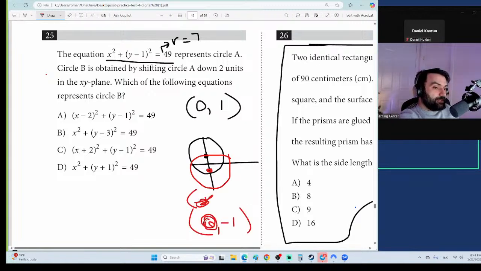0, -1, which in the equation will look like x squared plus (y plus 1) squared equals 49. This is a 10-second question. 15 at most, but not really. Okay? So the center 0, 1 went down 2 units, and now it's 0, -1, which is x squared plus (y plus 1) squared equals 49. That's all.